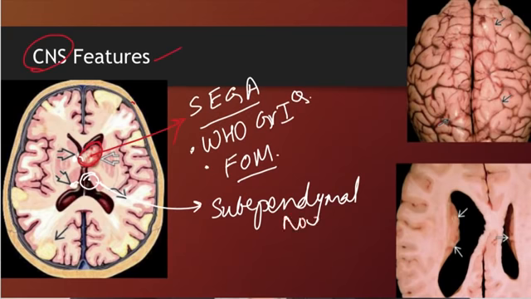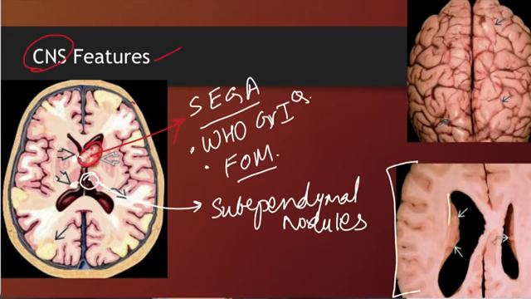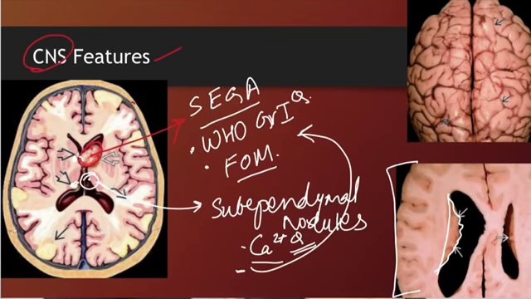Now subependymal nodules are benign hamartomatous nodules which occur in the subependymal location. If you look at this gross specimen here, you can see these flesh-like subependymal nodules. These typically calcify. So this is a very important fact to remember, that these calcify with age and they can turn malignant, and if they turn malignant, they'll turn into SEGA.